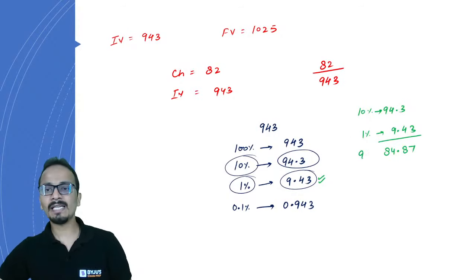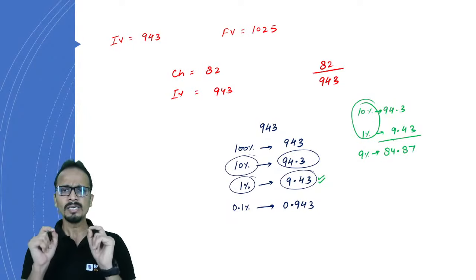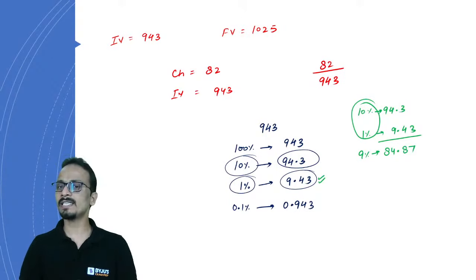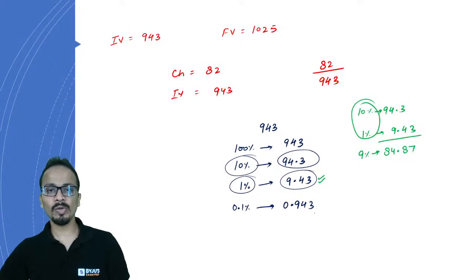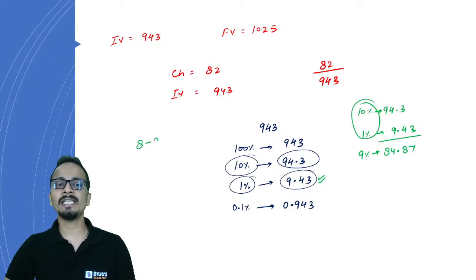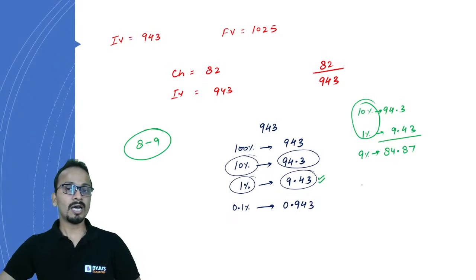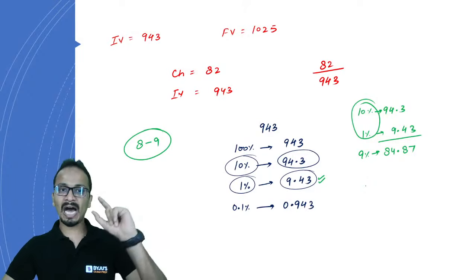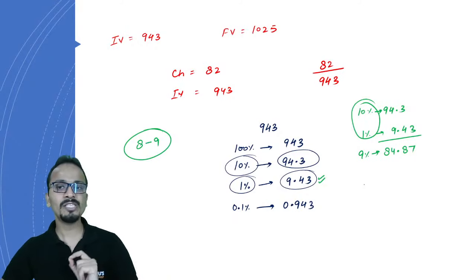Now this will be 9%. So 10% minus 1% is 9%. So 9% is 84.87 and I require 82. So can I say that my answer will be less than 9%? Yes, definitely. So my answer will be somewhere around 8 and 9%, somewhere in the middle of 8 and 9%. Okay. Now my options were 7, 8, 9 and 10 percent. So out of 8 and 9 percent, which of the options will be suitable to mark?